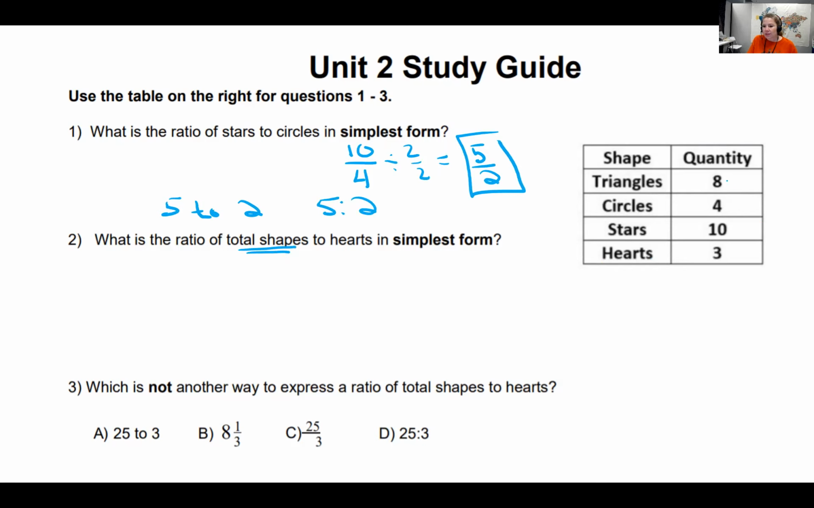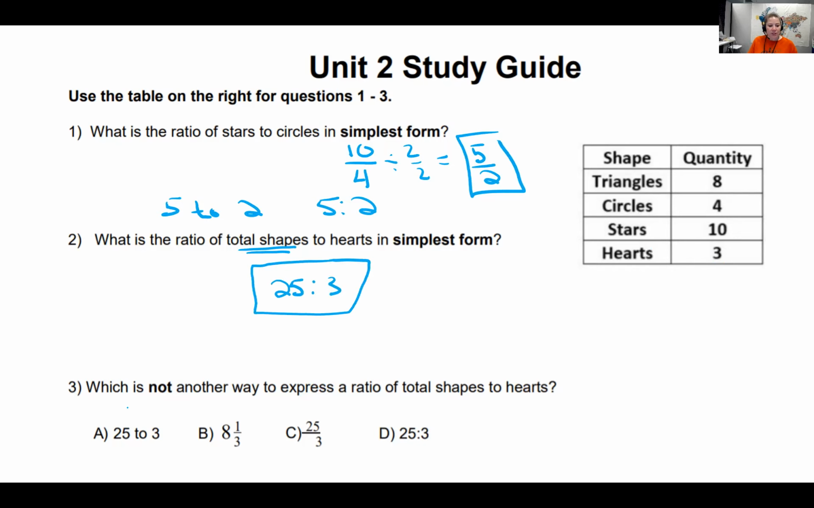What is the ratio of total shapes to hearts? So the total shapes, let's see, there's 8 plus 4, 12, 22, 23, 24, 25. So 25 total shapes to 3 hearts. And that is simplest form. Those two numbers do not have common factors.